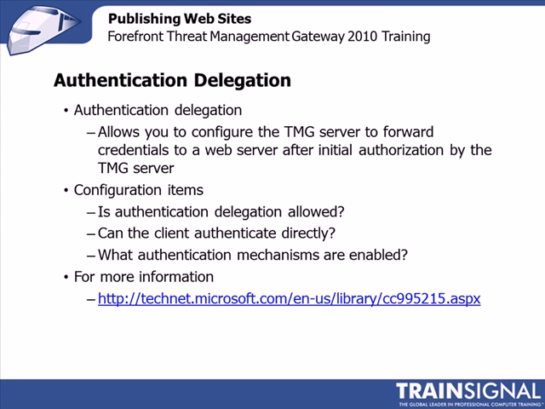Particularly for secure sites, authentication is a big deal. You want users to be able to authenticate to make sure that only authorized people are gaining access to the resources that you publish on the internet. Threat Management Gateway supports something called authentication delegation, which allows you to configure the Threat Management Gateway server to simply forward credentials to a web server after initial authorization takes place at the firewall level. Basically, what this does is adds an additional layer of security to your environment. Only authenticated requests will make their way to the web server.